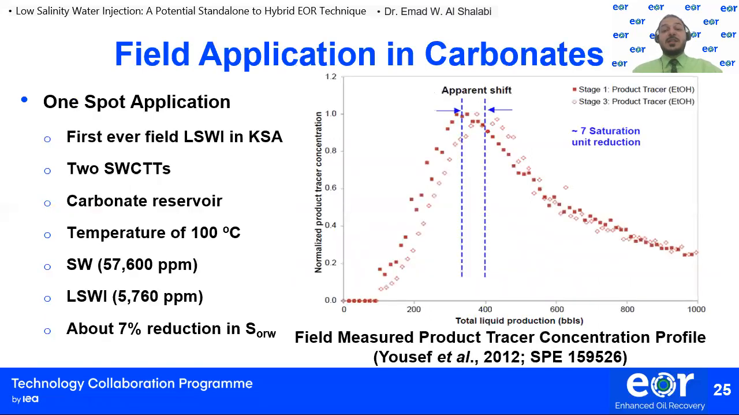Talking about the carbonates, as I said earlier, there are very few pilots, but there are way more coming in the pipeline. So here I'm reporting one of the first applications in carbonates, which was done in Saudi Arabia, and that was in the form of 2 single well chemical tracer tests. They injected a high salinity water followed by a low salinity water, about 10 times dilution, and they reported about 7% reduction in residual oil saturation to conventional water flooding, which is a pronounced effect, and it shows that the low salinity effect is there.